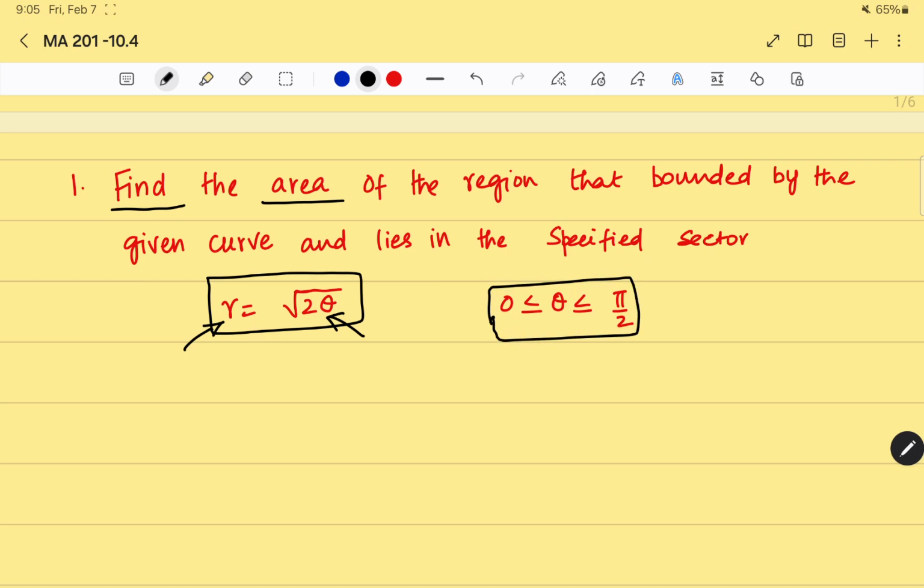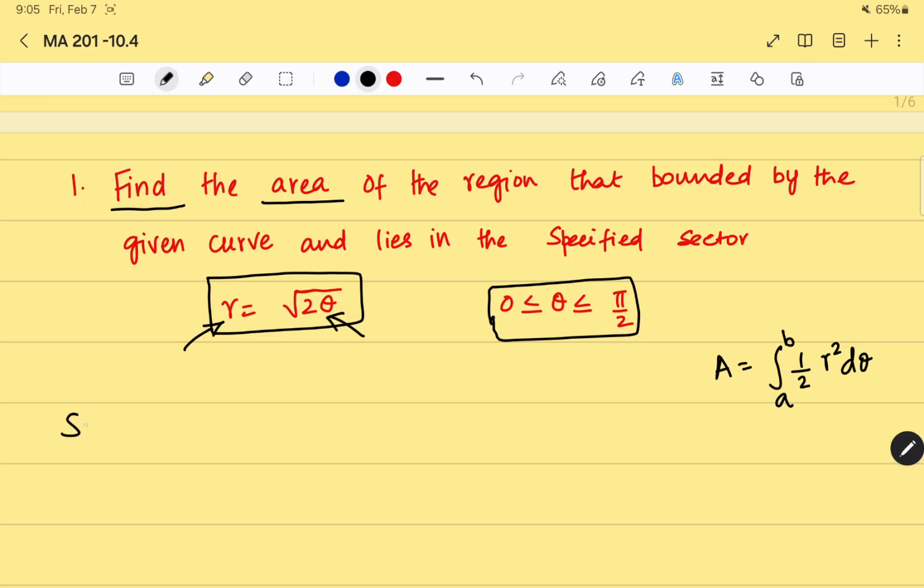So what are we going to do? Area. What is the formula for area? The formula for area, as I just told you, is equal to integral from a to b of half r squared d theta. This is the formula.